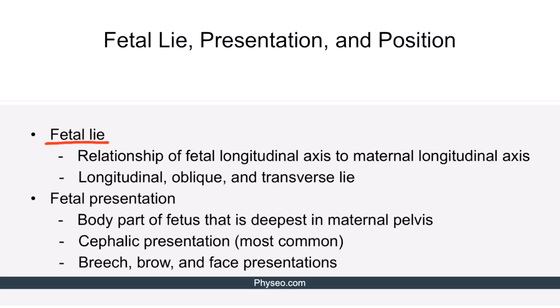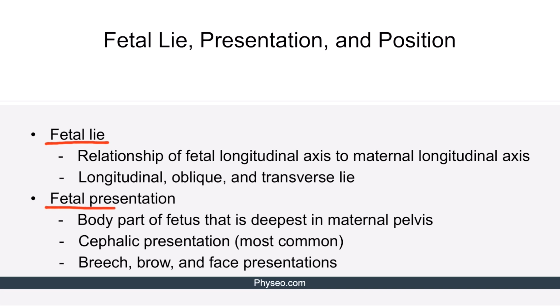Fetal lie is the relationship of the fetal longitudinal axis to the maternal longitudinal axis. Fetal lie can be longitudinal, oblique, or transverse. Longitudinal lie indicates that the fetal and maternal vertebral axis are parallel to each other. Oblique lie suggests that the angle between the fetal and maternal axis is less than 90 degrees. Finally, a transverse lie means that the angle between the fetal and maternal axis is 90 degrees.